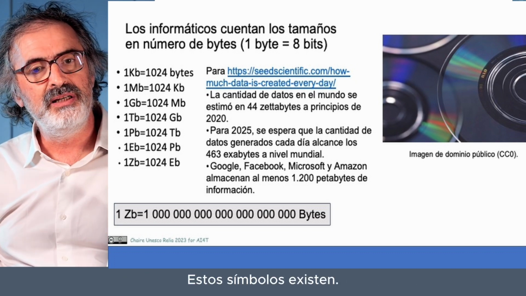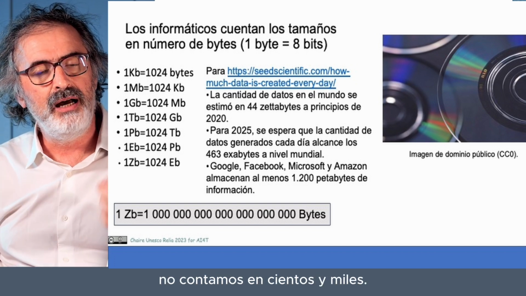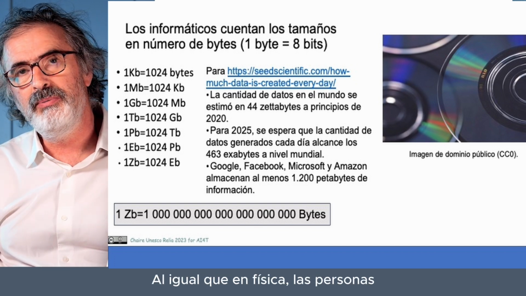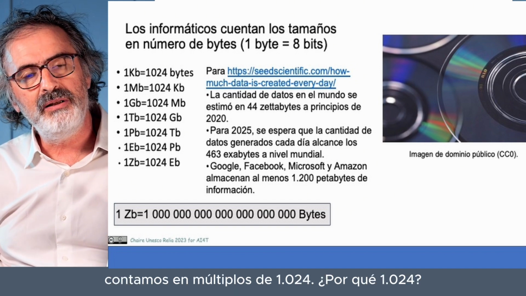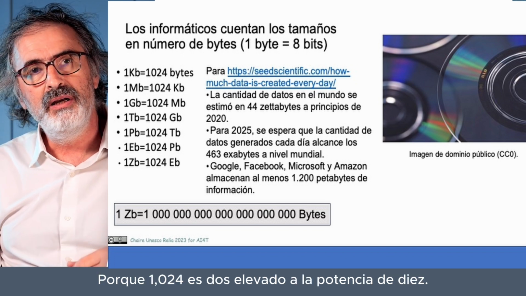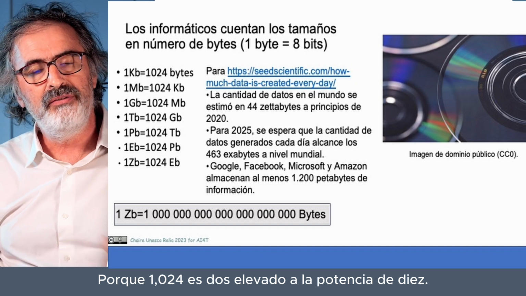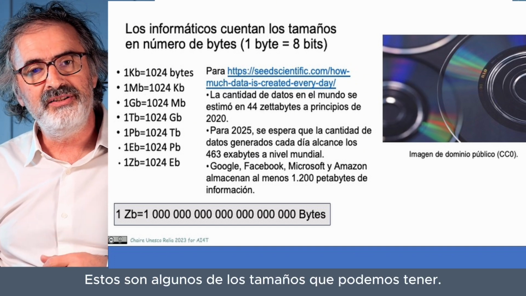These symbols do exist. Interestingly, computer scientists don't count in hundreds and thousands like people do in physics. We count in multiples of 1024. Why 1024? Because 1024 is 2 to the power of 10. So these are some of the sizes that we can have.